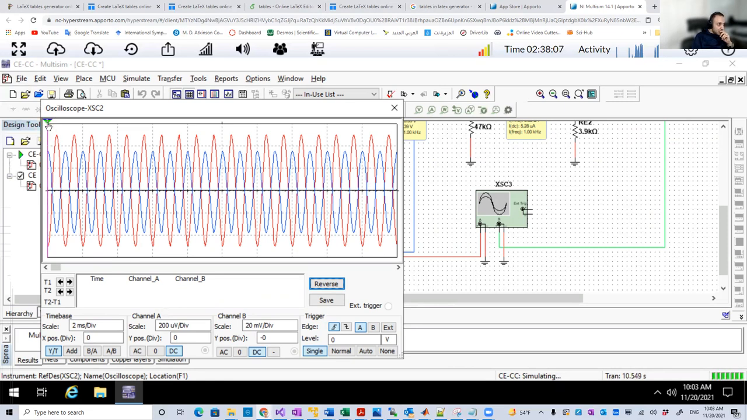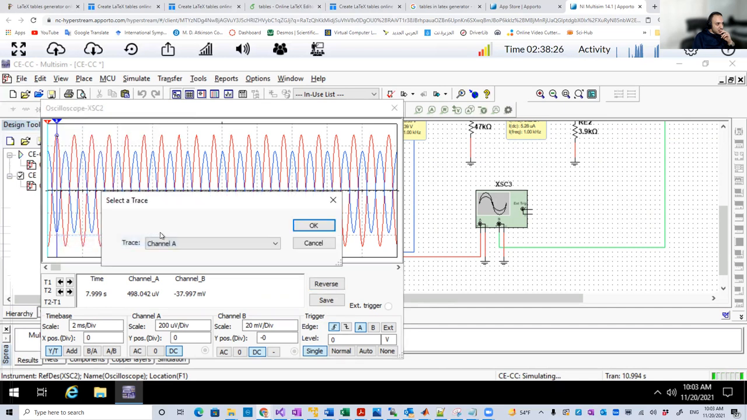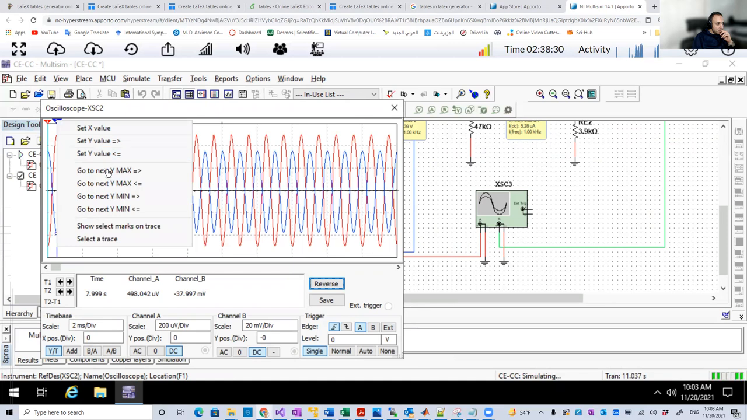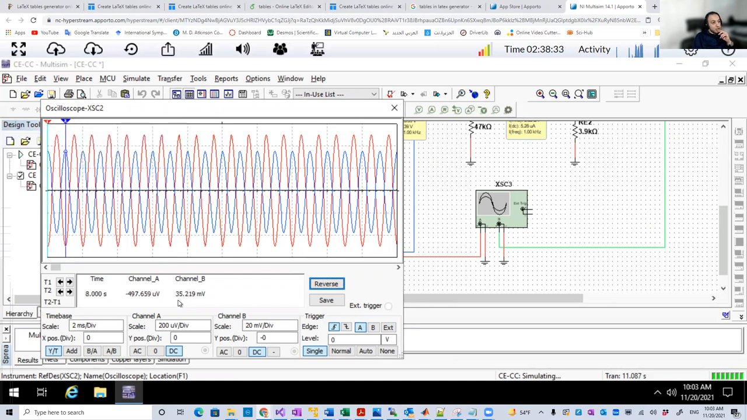So let's measure the input, which is the red signal. Again, the input of the first stage is basically the input of the whole circuit, which is 500 microvolt or 0.5 millivolt, which is, as you see here, very close to 400. So let's change the trace, channel B, and measure it. It is the max. Oh, 35.2.